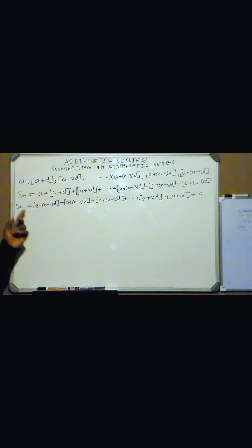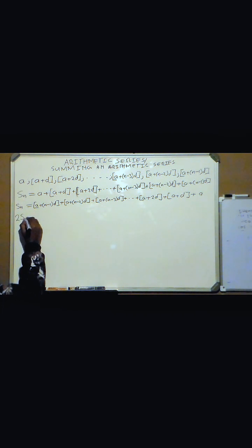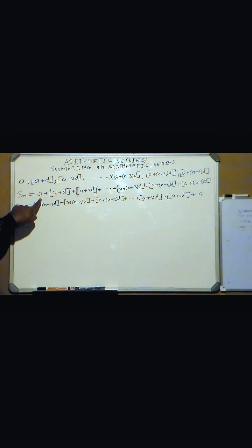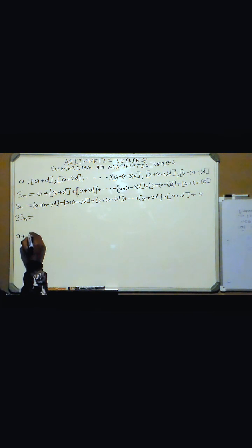And then from here we know that we have to add the 2 series together. So we have S sub n plus S sub n would give us 2 S sub n, right? So again we add the first terms of the 2 series. So this is a plus a plus n minus 1 d. In this case the only like terms we have is just a, so this would be 2a plus n minus 1 multiplied by d. So this will be our first expression.